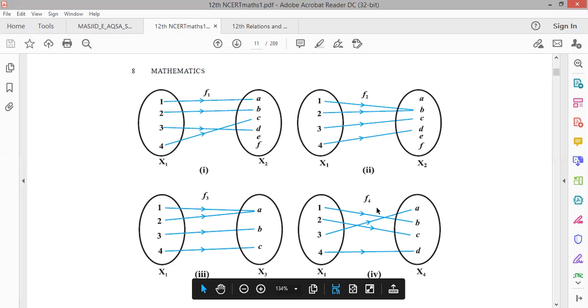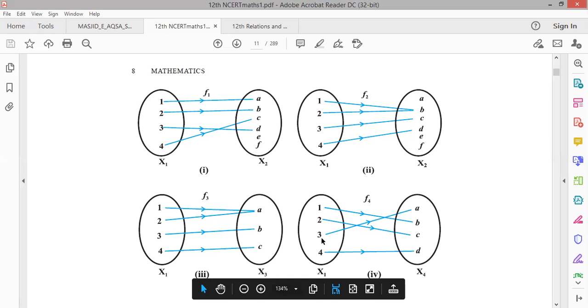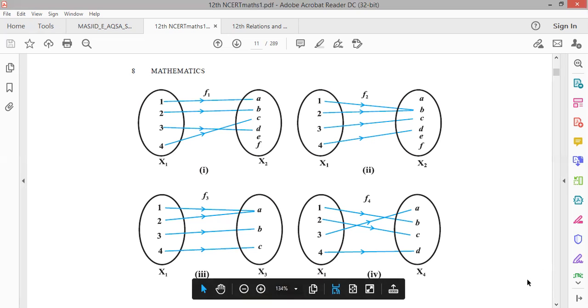You see function f4: 1 is mapped to b, 2 is mapped to c, 3 is mapped to a, 4 is mapped to d. Every element of the domain has an image in the codomain, and every element of the codomain has been exhausted with its pre-image under mapping f4. So you see that this mapping is one-one as well as onto. So this mapping is a bijective function.